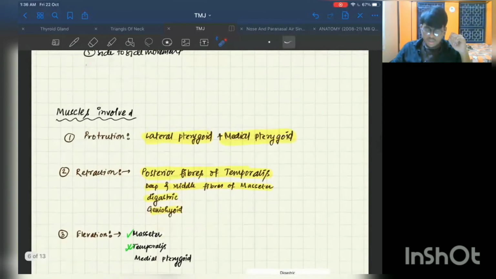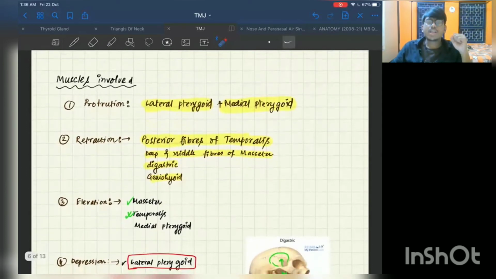Now, what are the muscles involved in these movements? Protraction movement is done by two important muscles acting simultaneously: lateral pterygoid and medial pterygoid. If they contract, they help in protraction movement. Retraction movement is done by the posterior fibers of the temporalis and deep and middle fibers of the masseter, digastric, and geniohyoid muscles.